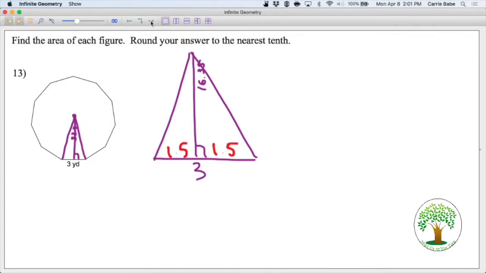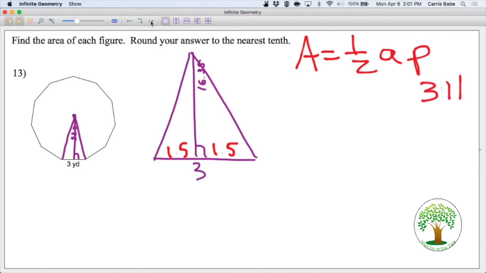What are we looking for? Sometimes you do all this work and then you forget what you've been trying to do. We're trying to find the area. This is not an equilateral triangle at all, so we're going to have to use the area of a regular polygon. What's the formula for that? A equals 1/2 apothem times perimeter. Which one of those do we know? We know the perimeter is 3 times 11, so that's 33.